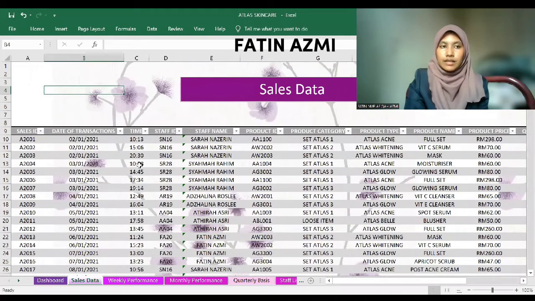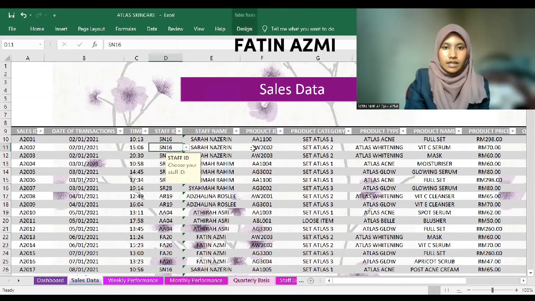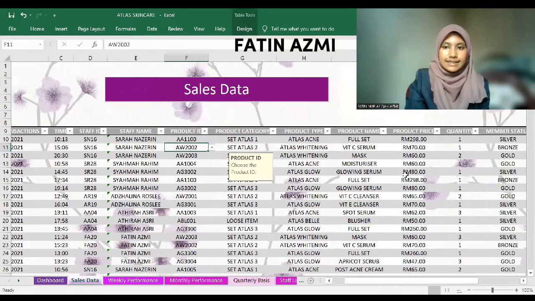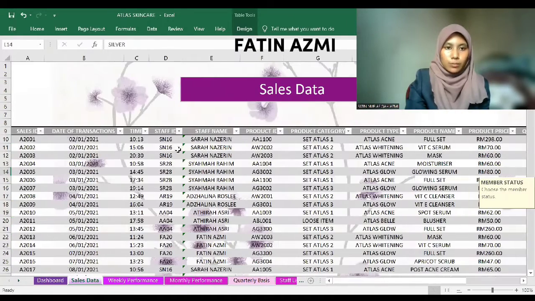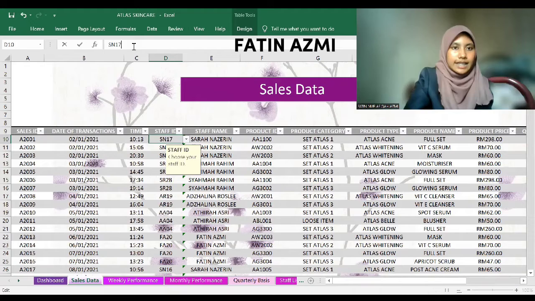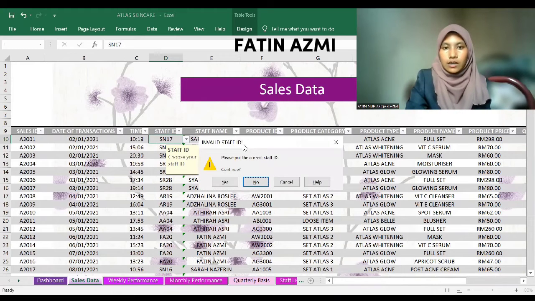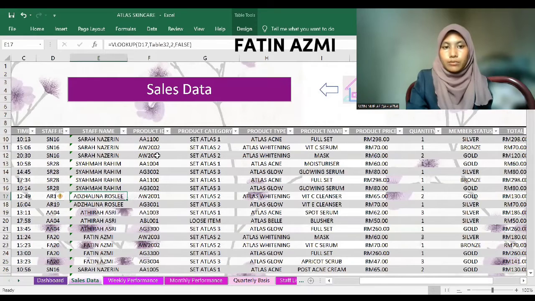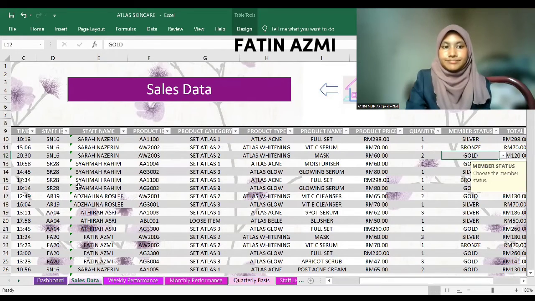We use data validation, VLOOKUP, and filtering functions in our sales data. For data validation, we use it on staff ID, product ID, and member status. We also include a drop-down button to make it easier for us to insert new data. For example, if we insert wrong data, an error alert will appear that states we have inserted an invalid staff ID, and a message will also appear that states please put the correct staff ID. This feature is also included in the product ID and the member status.